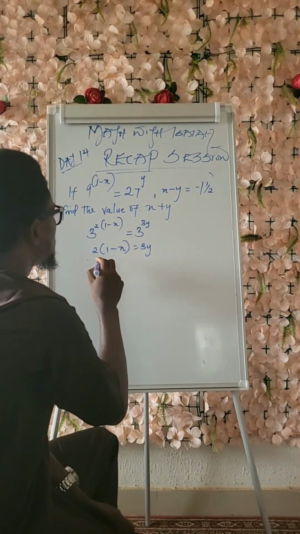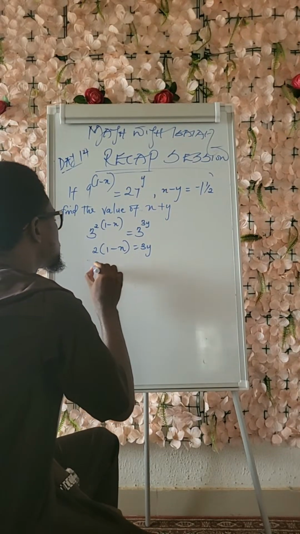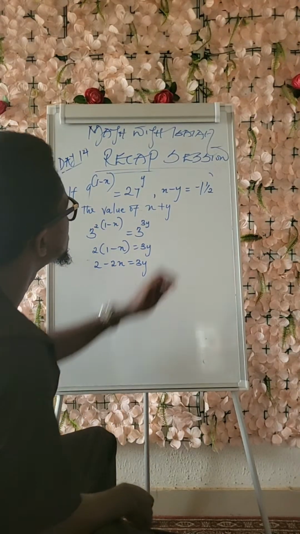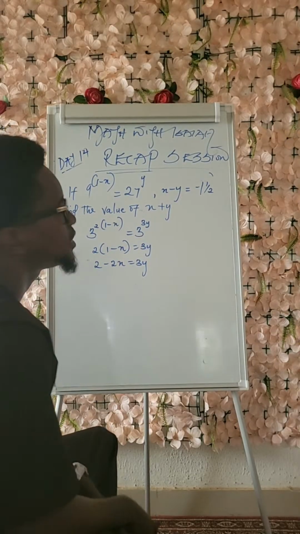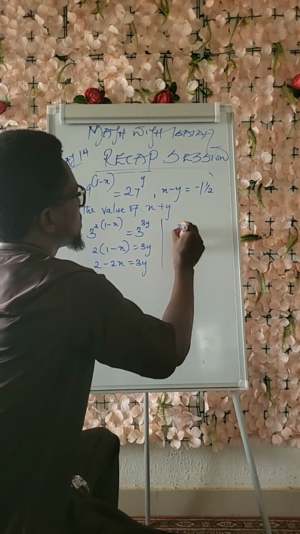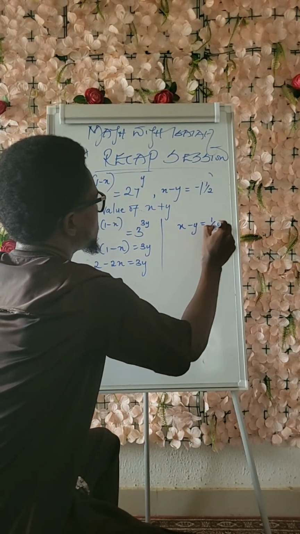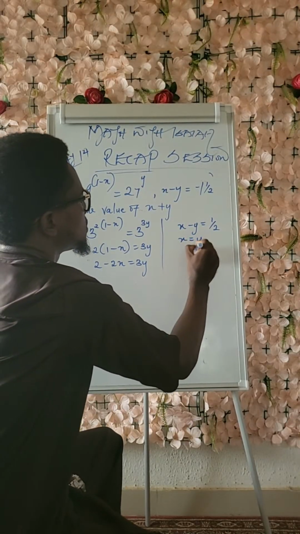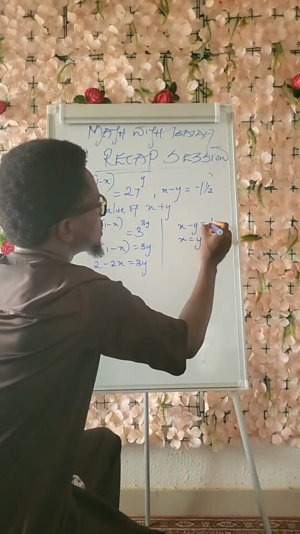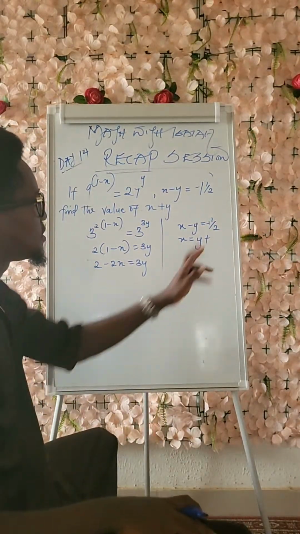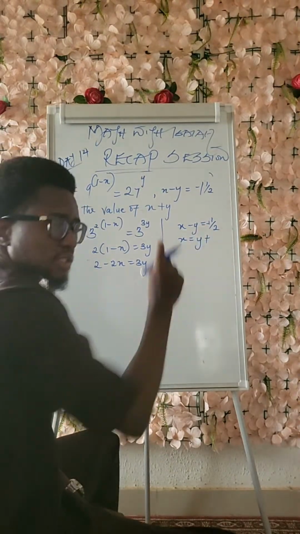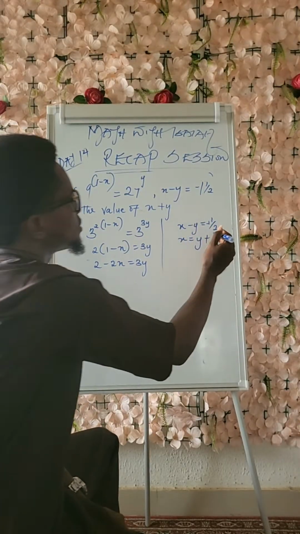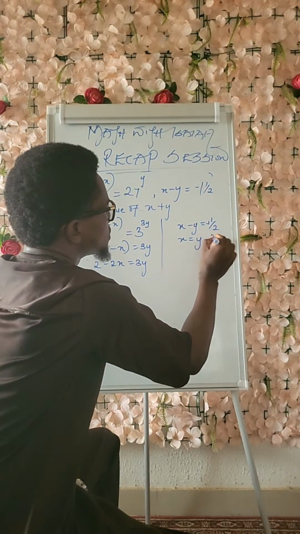So now let's expand. You have 2 minus 2x equals 3y. Now, they said x minus y equals minus half. Now, what is x then? Move y outside. So x is y plus, sorry, this is minus half. Sorry. That's another thing in maths. If you make a mistake, even if it's just one decimal, one sign, it will affect everything else. So now let's change this to an improper fraction. That's 3 over 2. So that's y minus 3 over 2.